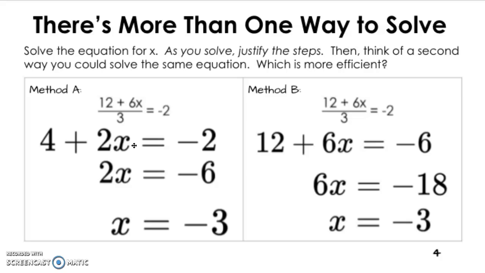And then after that, we do the same thing as before. We think if anything is being added, we want to subtract that. So in the second step, we subtracted 4 on both sides in method A, and we subtracted 12 on both sides in method B. And then we want to think, is anything being multiplied by x? If so, let's divide that. So in method A, we divided both sides by 2, and in method B, we divided both sides by 6.